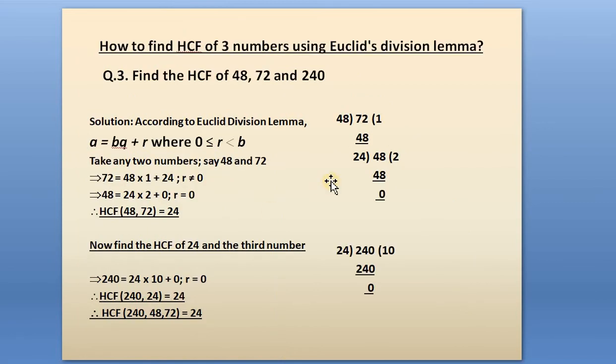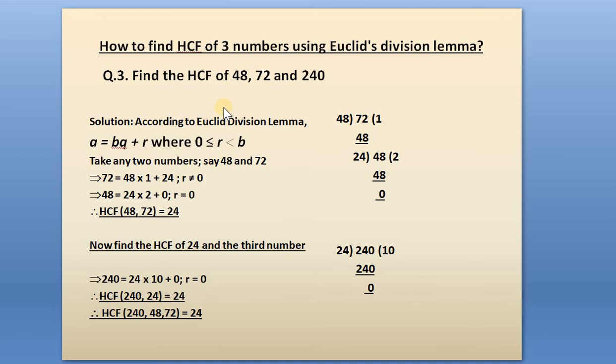How to find HCF of three numbers using Euclid's division lemma. In this case, what we need to do is take any two numbers. Whichever the two numbers, no matter. Just take any two numbers and find the HCF of those two numbers. And with that HCF and the third number, again you find the HCF. The final HCF will be the HCF of all the three numbers.